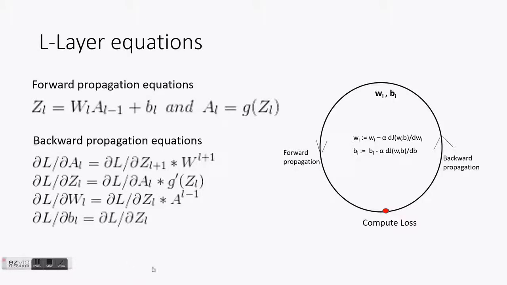So these are the generalized forms of the equations. ZL is equal to WL into AL minus 1 plus BL, which is the forward propagation linear activation, and then the activation in the Lth layer is some function G of ZL, where G could be any activation function, sigmoid or tanh or ReLU. And the backward propagation: ∂L/∂AL is ∂L/∂ZL+1 into WL+1, and ∂L/∂ZL is ∂L/∂AL into G prime of ZL, where G is any activation function, tanh, ReLU or leaky ReLU, and ∂L/∂WL is ∂L/∂ZL into AL minus 1, and ∂L/∂BL is ∂L/∂ZL.